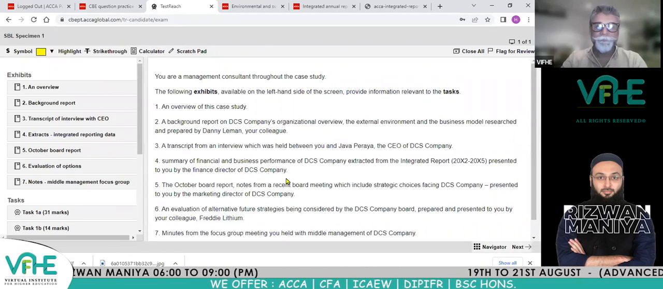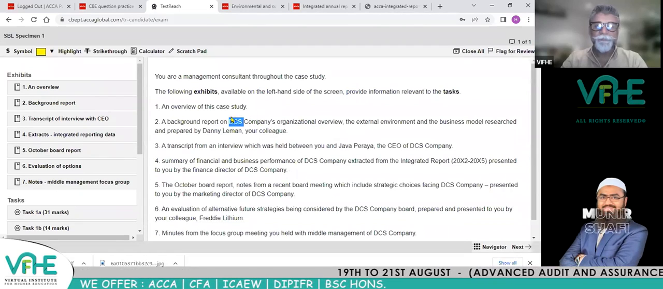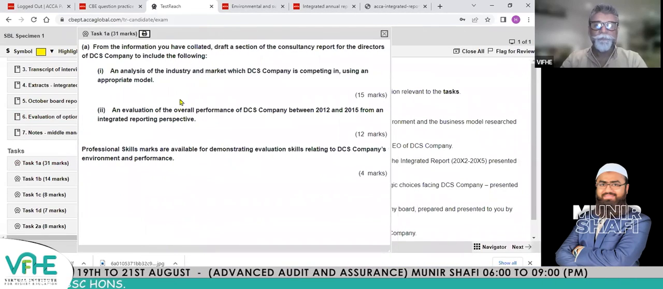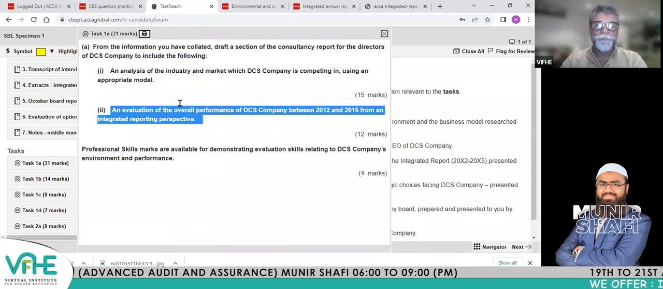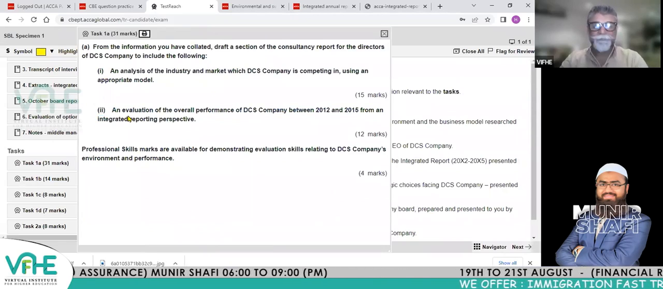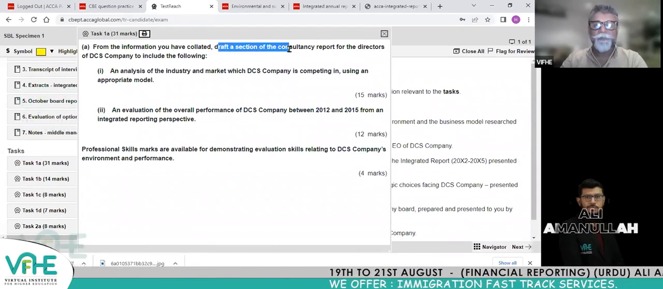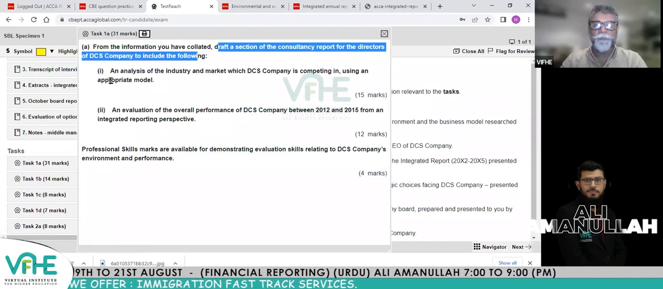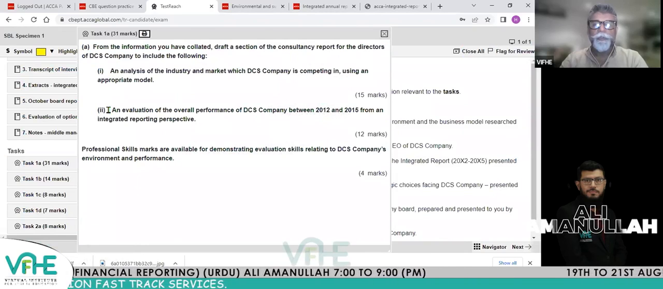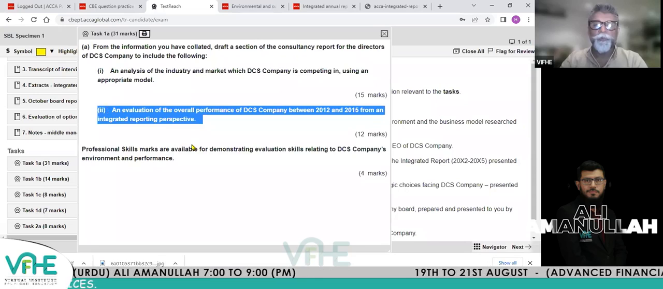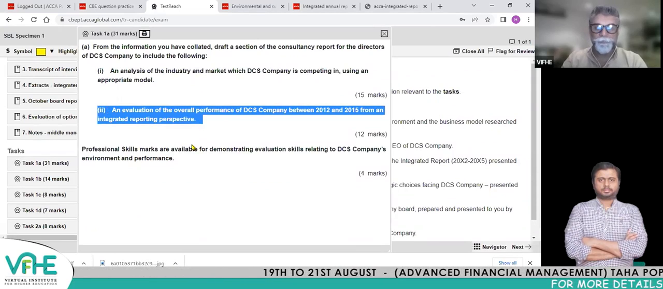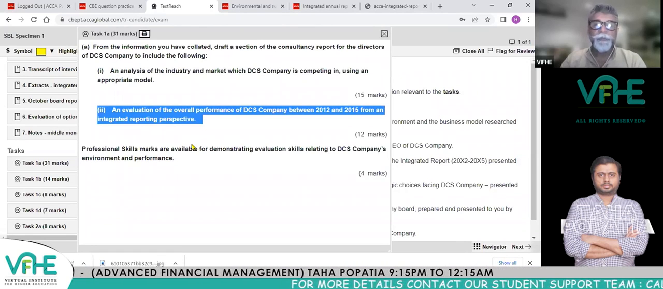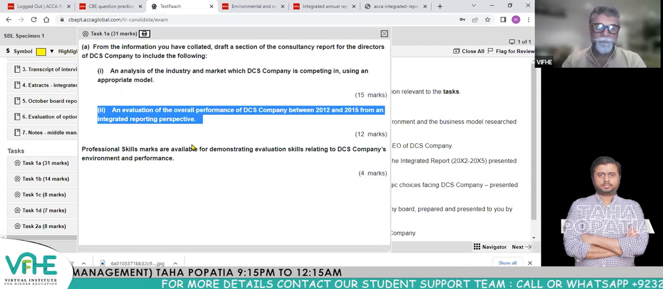All right, ready? This question is called DCS. And we will be doing 1A2. So let's read the requirement. Draft a section of the consultancy report for the directors to include the following. 1, leave it. 2, an evaluation of the overall performance of DCS company between 2012 and 2015 from an integrated reporting perspective. 12 marks.